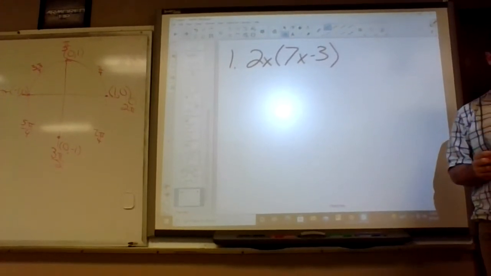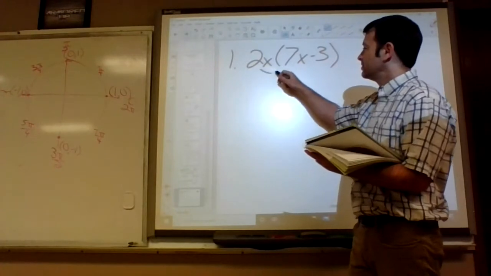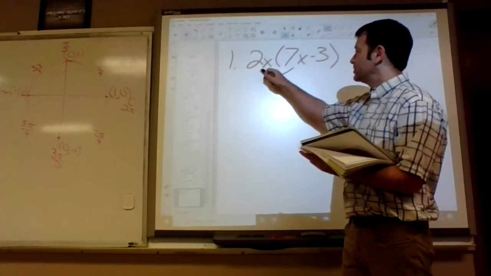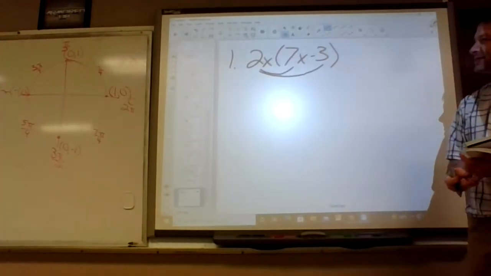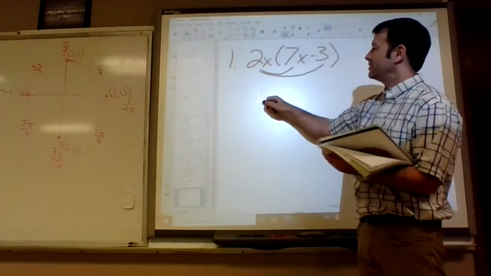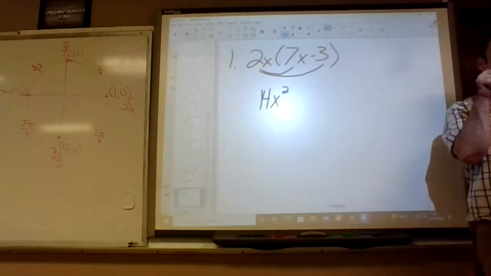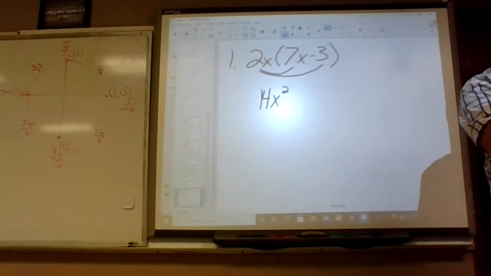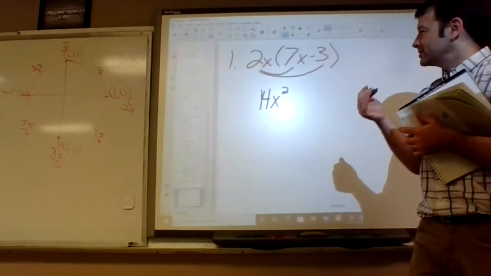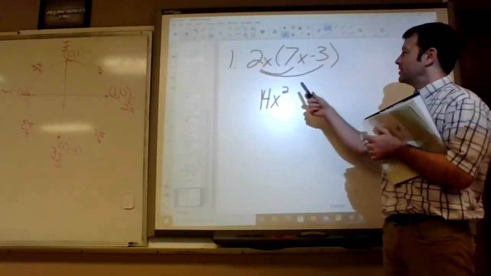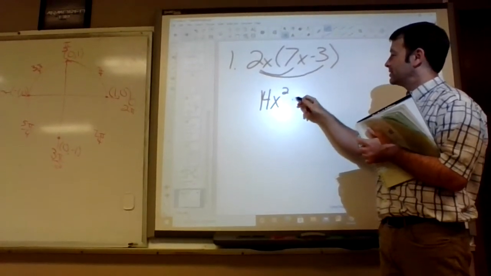Alright, you guys remember what the property is called on this one? Distributive property. Because we need to distribute, we need to pass out the 2x. Negative 14x squared. So remember when you do x times x, that's what x squared means. x squared means x times x, so you kind of have to add the exponents together. And then 2x times minus 3.